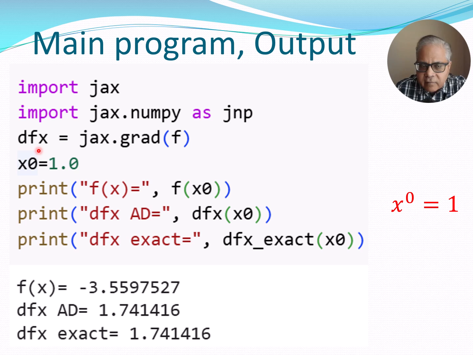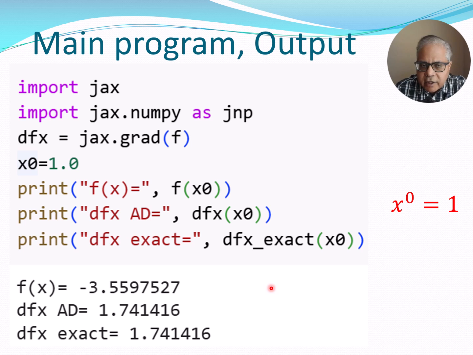So I can define, for example, the derivative as jax.grad of f here. f is the function, remember that we put in the function in the previous slide. Now I define the point x0 is 1, which is the math here, and then I print out f of x. So I put f of x0, then I print out the value coming out of AD, and this jax.grad is essentially going to use AD, and it's going to give me the derivative at x0. I'm also going to print out the exact value from the closed form solution which I defined in the program before.